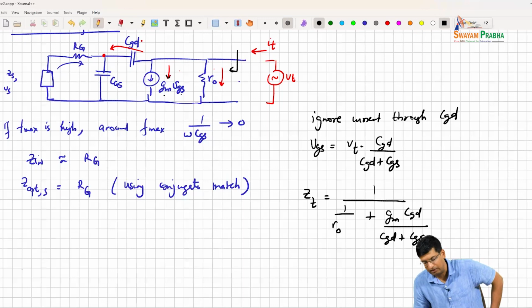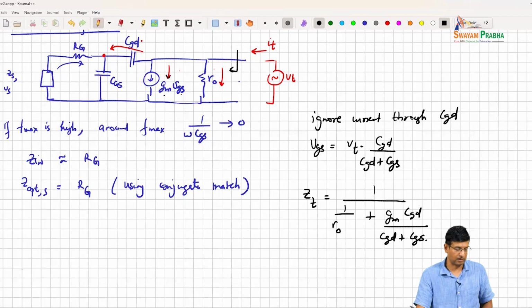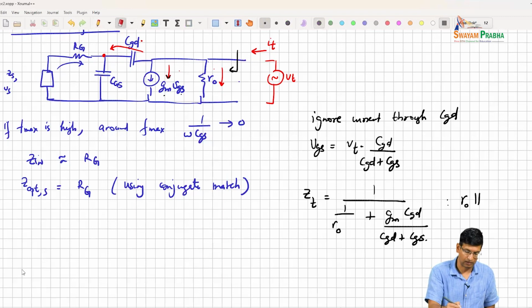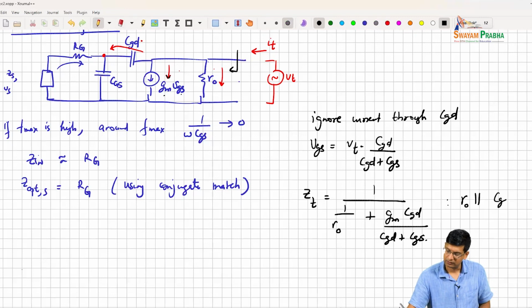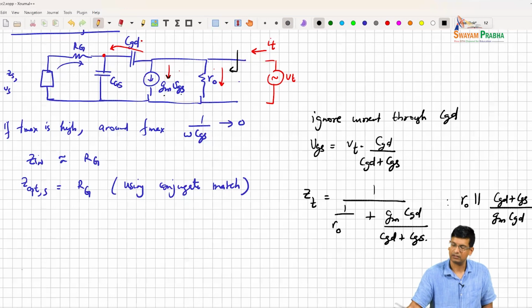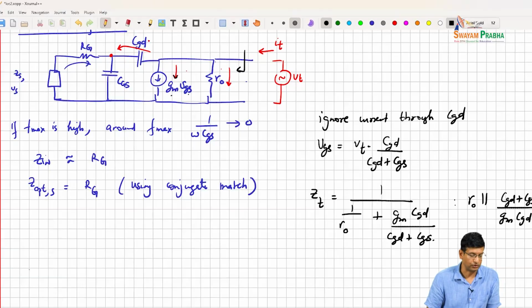So effectively, if I start thinking about this, this is basically my RO parallel GM CGD. It's the reciprocal of that, right? So this is going to be CGD plus CGS divided by GM CGD, right? So this is my output impedance. So again, remember that by conjugate matching, I can basically say that my load is going to be conjugate matched to this one, right?